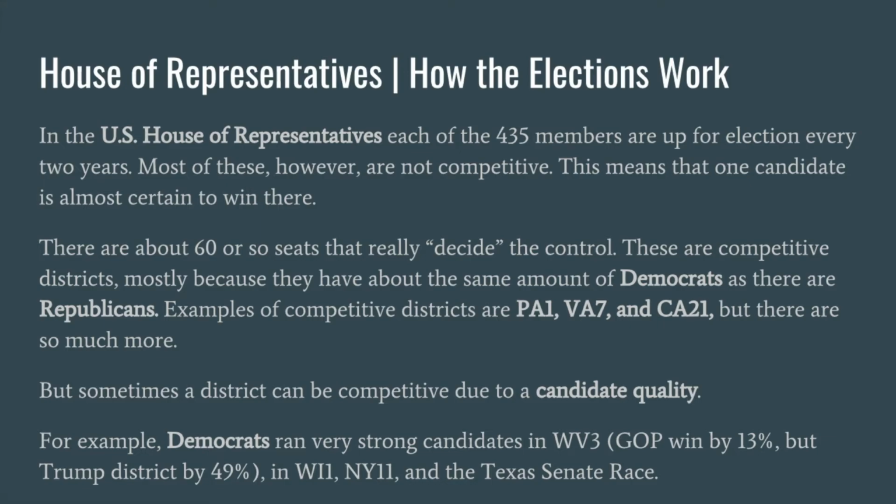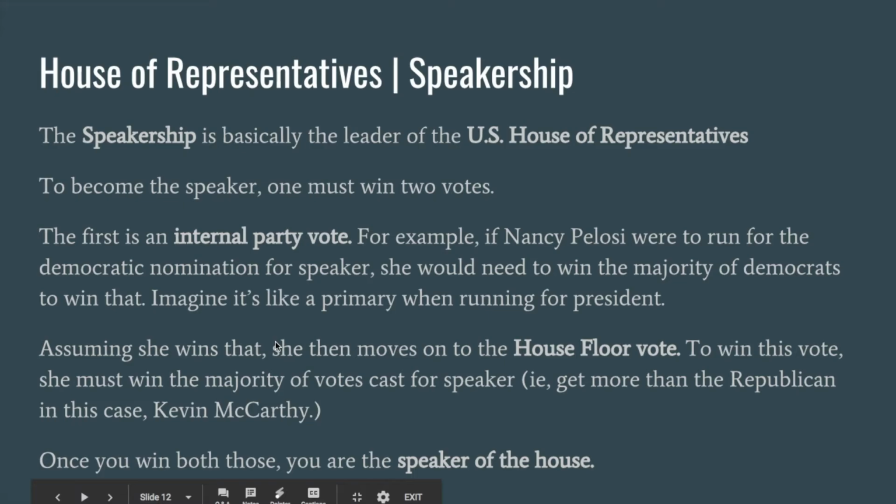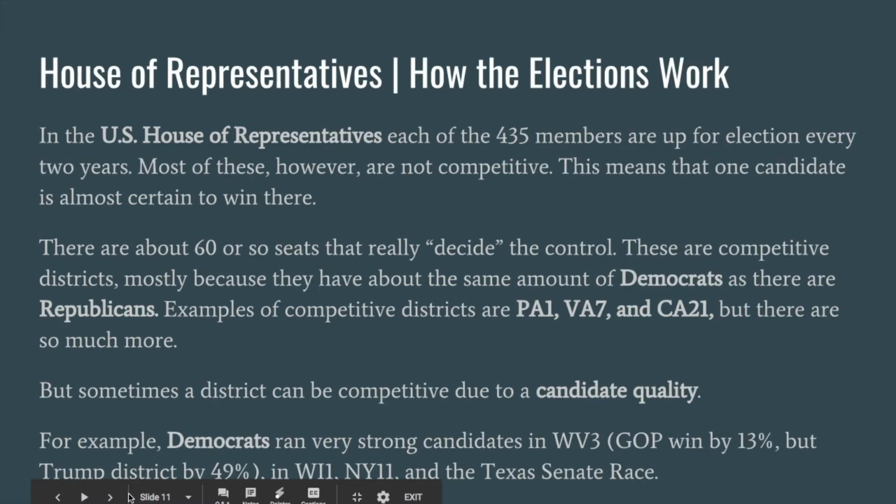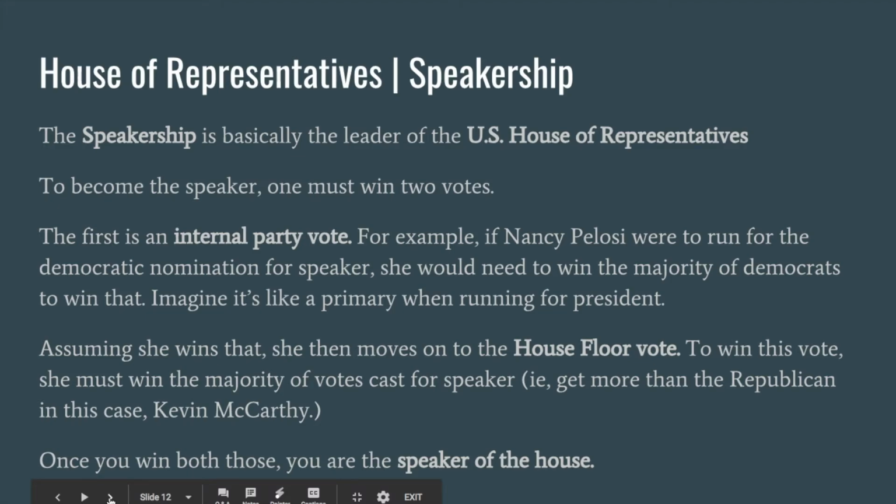However, a district can also be competitive due to candidate quality. Democrats ran a strong candidate in West Virginia 3, Wisconsin 1, New York 11, and the Texas Senate race. Oh, and one more thing, the Georgia governor race. That's actually in the executive branch, I believe, maybe not. For the governorship, but I'm really bad at that kind of thing.